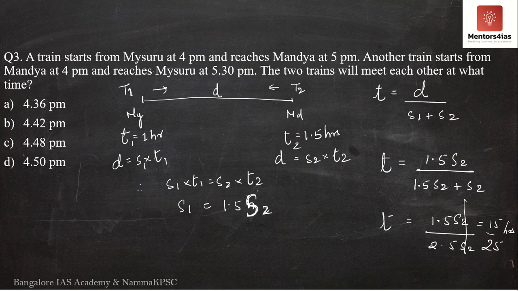However, if you look at the options, there is no such thing as 15 by 25 hours. Therefore, we have to determine how many minutes after 4 p.m. do they meet.